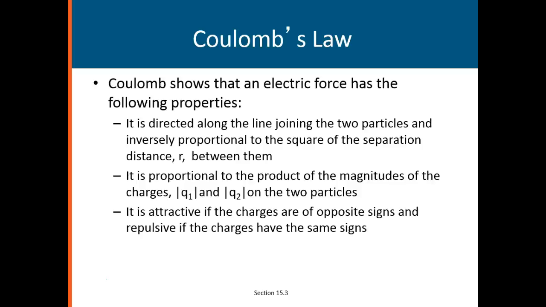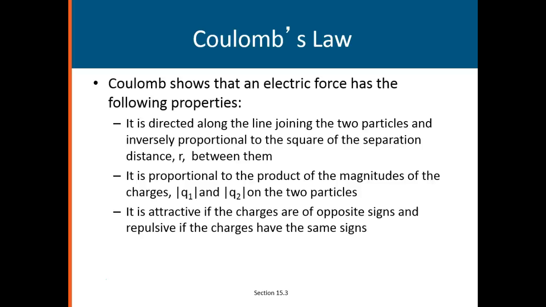So at first, the force is directed along the line joining the two particles, and inversely proportional to the square of the separation distance R between them. If they are R distance apart, then the force is 1 over R squared. Whatever the other part is, it is inversely proportional to the square of the separation distance between them. It is proportional to the product of the magnitudes of those two charges, Q1, Q2. Doesn't matter the sign, the absolute value of those two, multiply those two charges together, and it'll either be this way if they're different charges, or that way if they're similar charges.